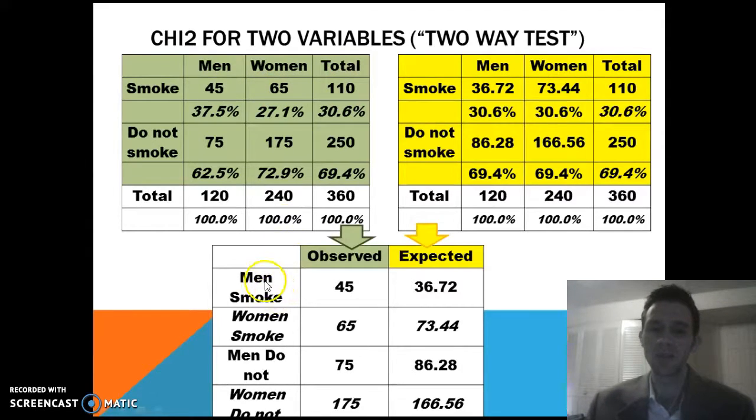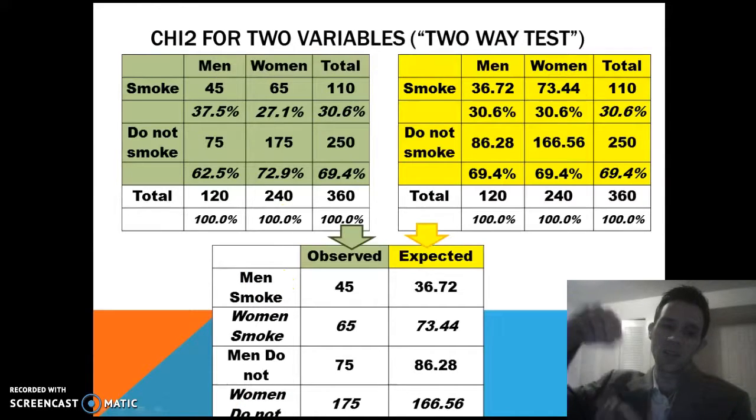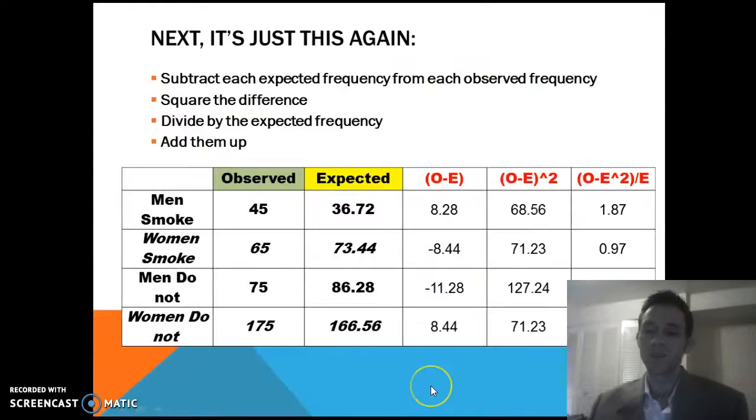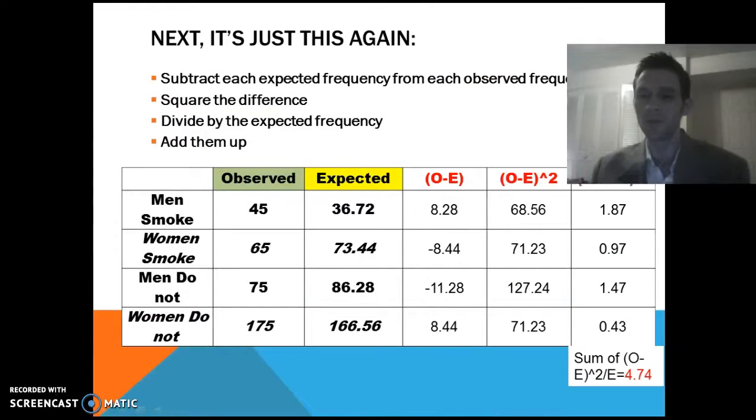So what a lot of people like to do is just string out these two charts into one. And here you have men who smoke, women who smoke, men who do not smoke, women who do not. And then you put the observed and expected values for each into the table to keep track of it, because you have to make sure they stay parallel. You have to keep men who smoke with men who smoke, women who smoke with women who smoke. From there, it becomes really straightforward.